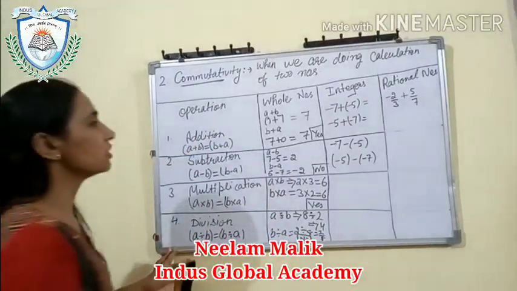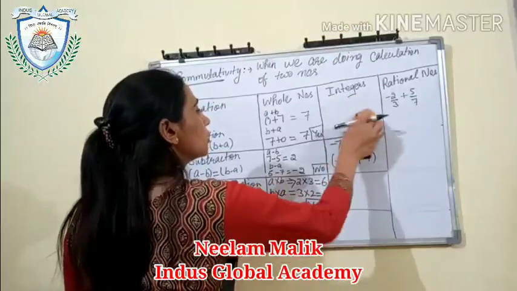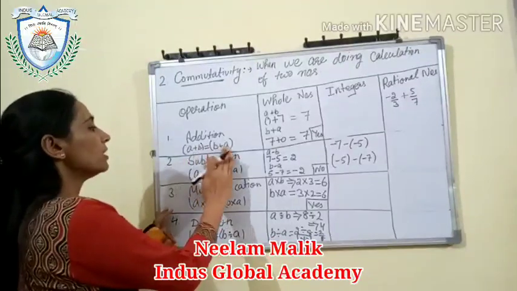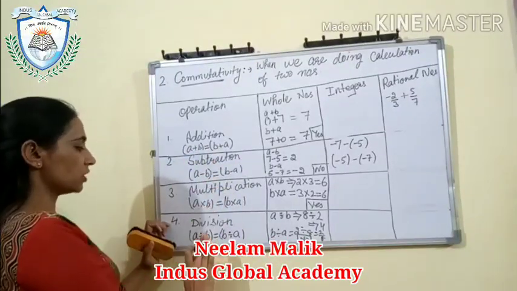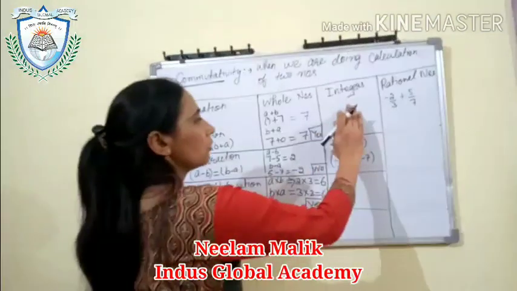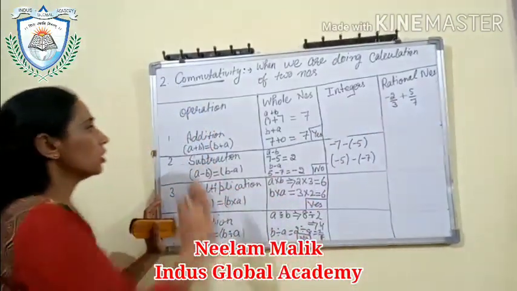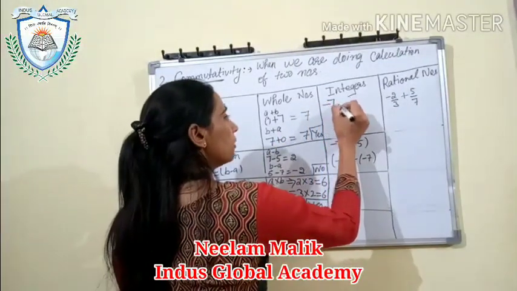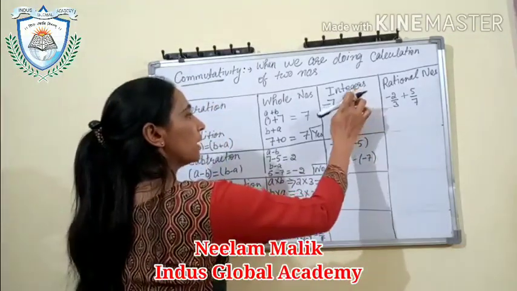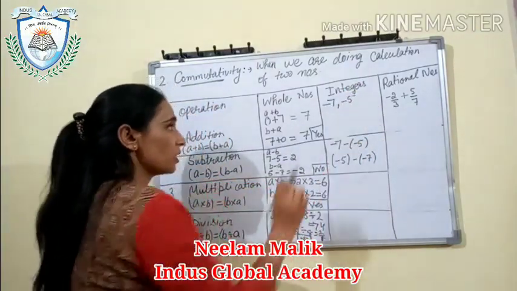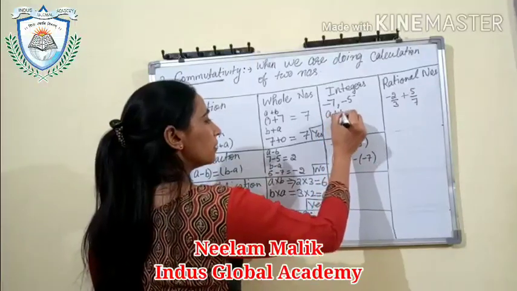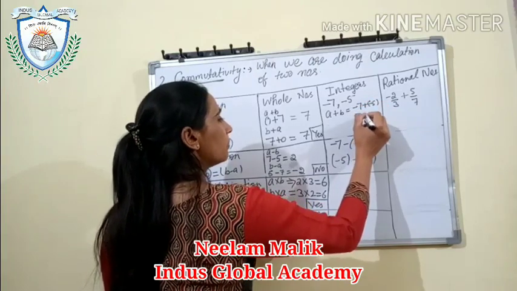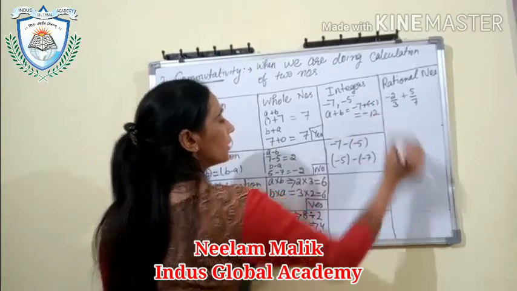Next is integers. If we have any two integers, the formula will be the same for addition, subtraction, multiplication and division, for all the numbers, whether they are integers or rational numbers. So I am taking any two integers. Suppose I have minus 7 and minus 5. So a plus b, that means minus 7 plus minus 5, that will be minus 12.